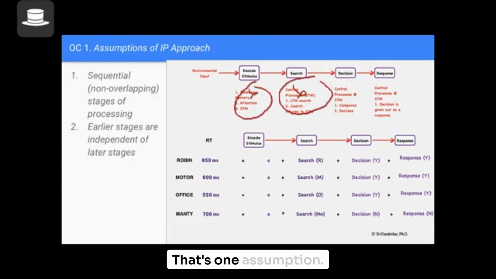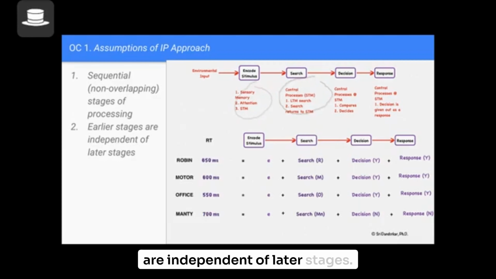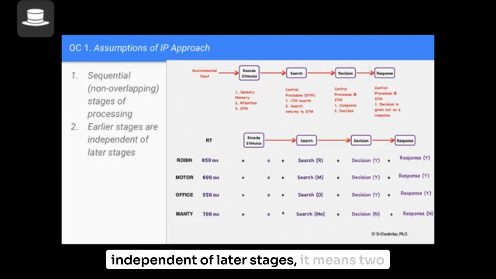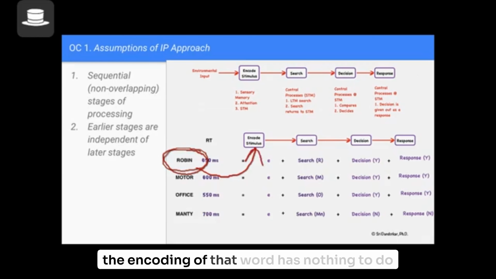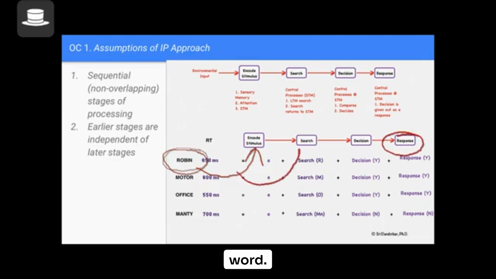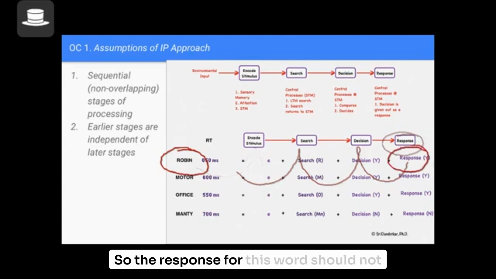That's one assumption. Another assumption is that the earlier stages are independent of later stages. Now, when you say earlier stages are independent of later stages, it means two things here. Number one, for any given word, the encoding of that word has nothing to do with the response that you will have for that word. Well, it's logical, right? There's no other way. Before encoding, how can you even have a response, right? So the response for this word should not affect the encoding of the same word, which makes complete sense.